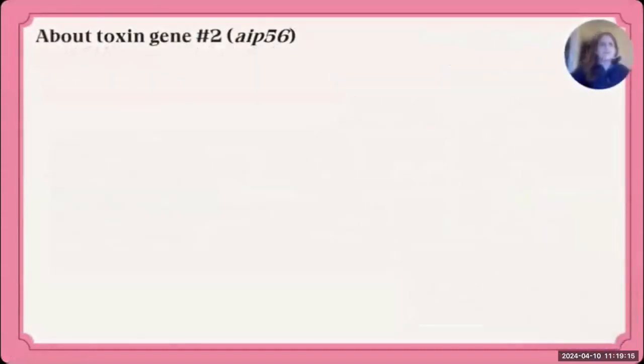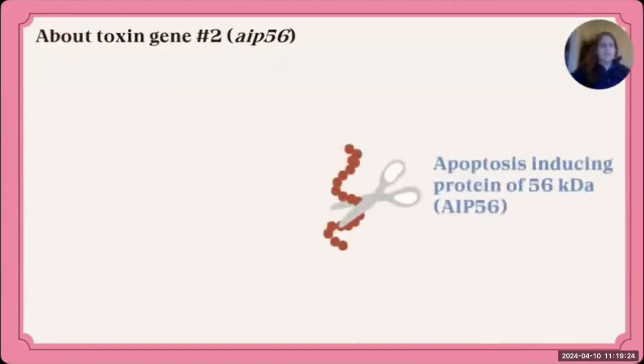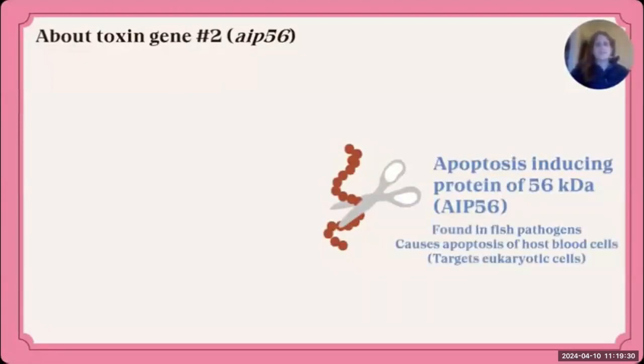Now I want to tell you a little bit more about AIP56, one of the other toxin genes that we found in these Drosophila species. Like I mentioned, it also induces apoptosis, hence its name, apoptosis-inducing protein. And like I mentioned, it is found in fish pathogens and it causes apoptosis of their blood cells.